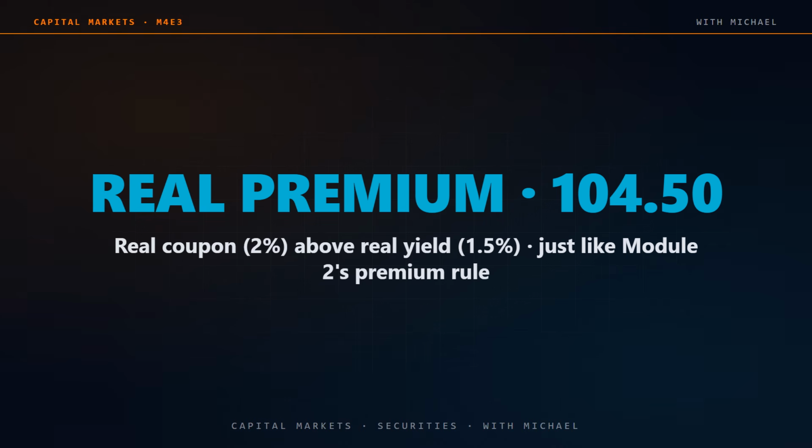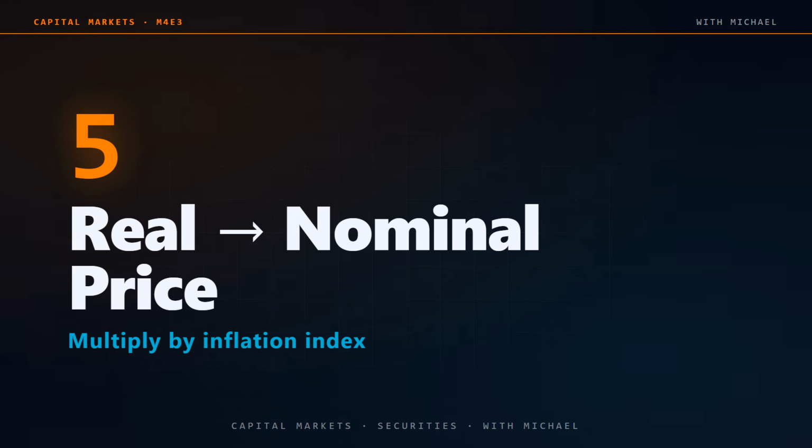Section 5. Translating the real price back to nominal. The real price we computed is the price in terms of the original face value before any inflation adjustment. To convert to a quoted nominal price, we apply the cumulative inflation index. If the bond has been outstanding for 1 year of 3% inflation, the inflation-adjusted face is $1,030. The nominal price is the real price times the inflation index ratio.